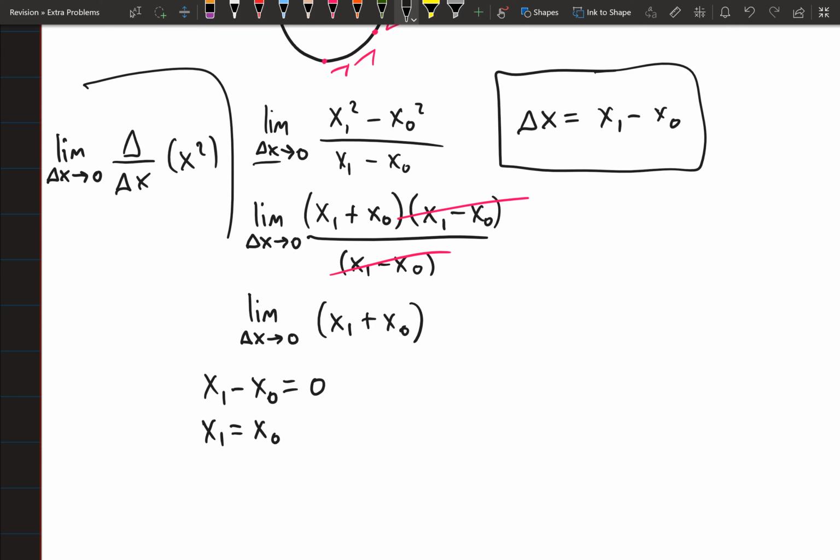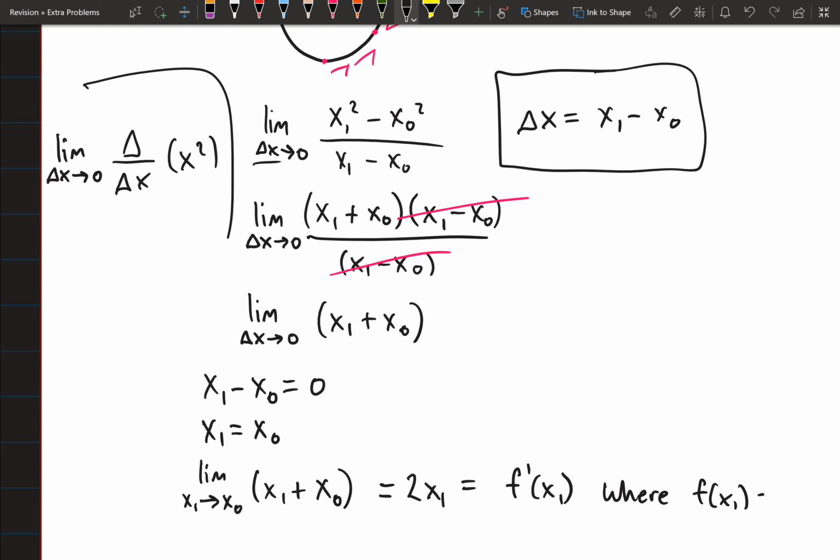And by this, the limit as delta x tends to 0 is the same as the limit as x1 tends to x0 of x1 plus x0. And that simplifies to 2x1, which is equal to the derivative of f of x1, where f of x1 is x1 squared. So that is a proof without first principles, but with a definition using the average rate of change.